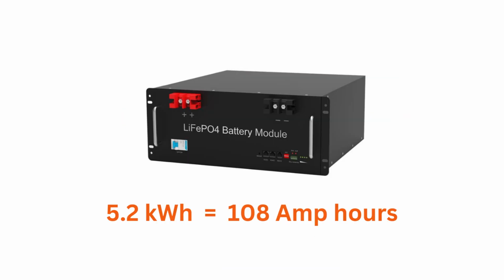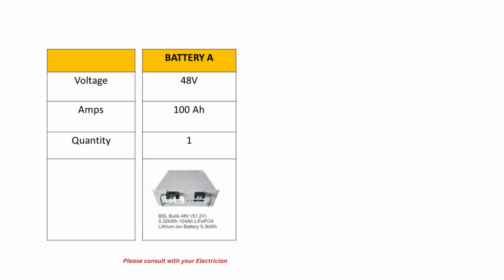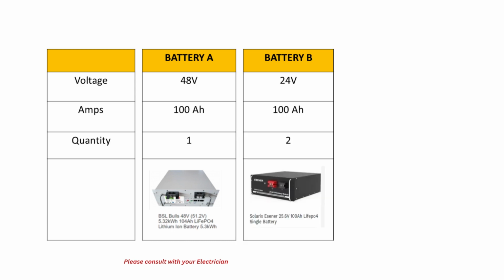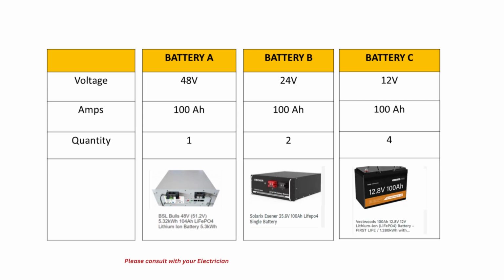Here are a few combinations around the 100 amp hour battery size, assuming we have a 48 volt inverter. Battery A, approximately 48 volt, 100 amp hours. Battery B, approximately 24 volt, 100 amp hours. Get 2 of them to connect in series for a 48 volt battery system. Battery C, approximately 12 volt, 100 amp hours. Get 4 of them for in-series connection.